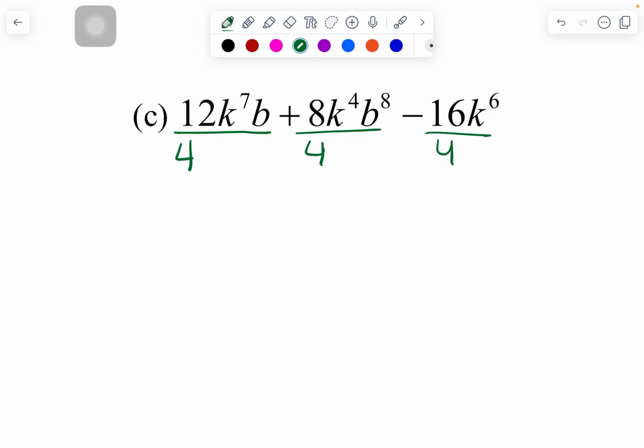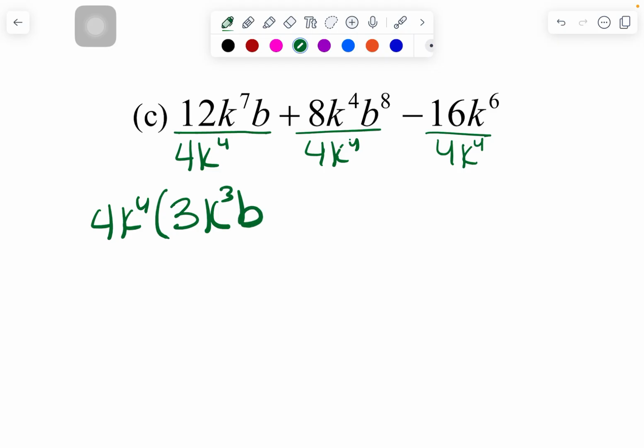All of my terms have K's in them. The lowest one is going to be K to the fourth. So that's a K to the fourth and another K to the fourth. While this term has a B in it, that term does not. So the 4K to the fourth is my GCF. Let's see what's left. 12 divided by 4, 3. K to the seventh divided by K to the fourth, 7 minus 4, that's a 3. Leave the B alone. Has to be part of your answer.